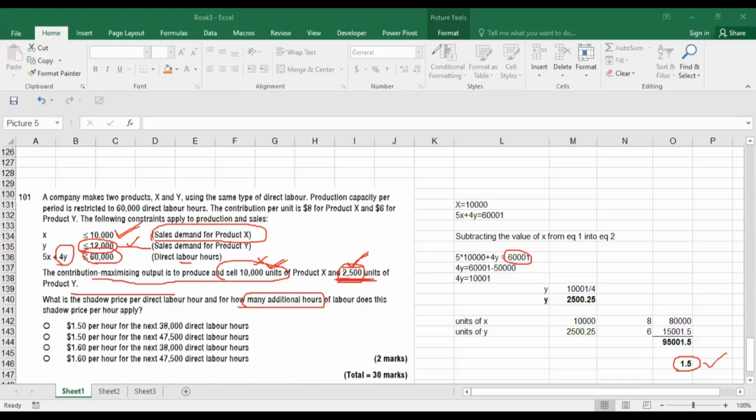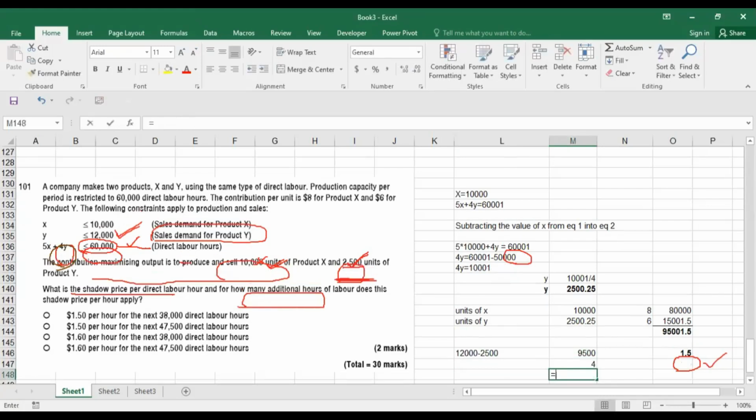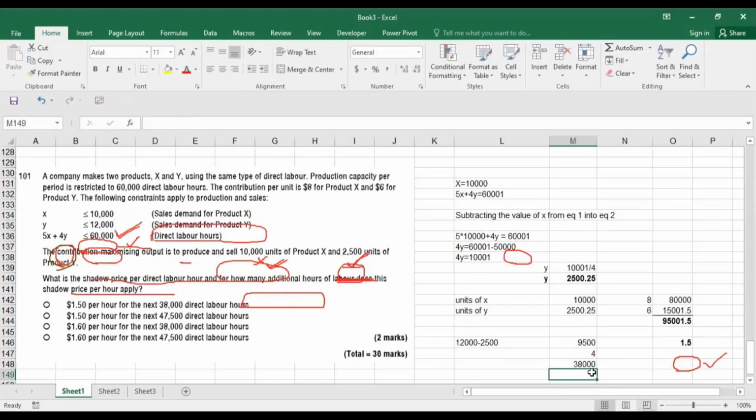4 hours. So 38,000 hours. 38,000 hours you will buy. Yes, sir, 38,000. Because your issue is that your demand is 12,000, you are making 2,500. So you need to make 9,500 units more for Y. And each unit of Y takes 4 hours. So it means that you are willing to buy 38,000 more hours of labor.